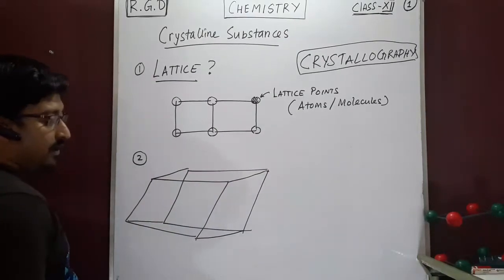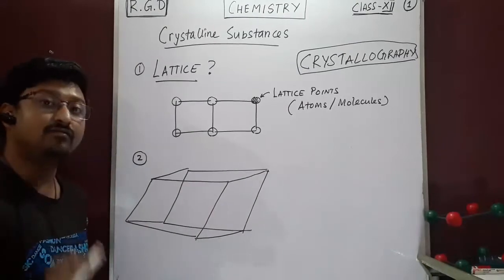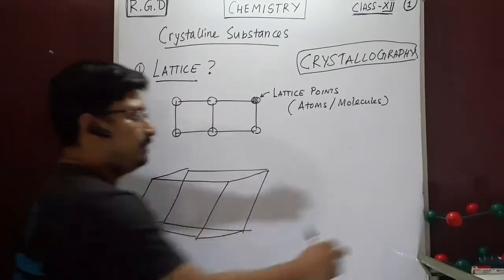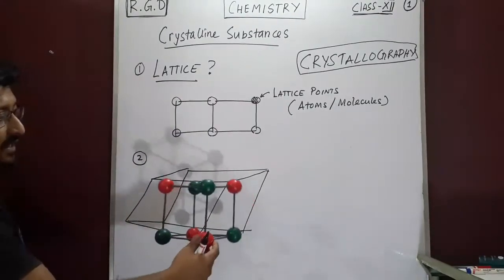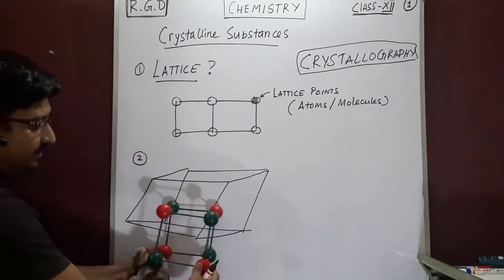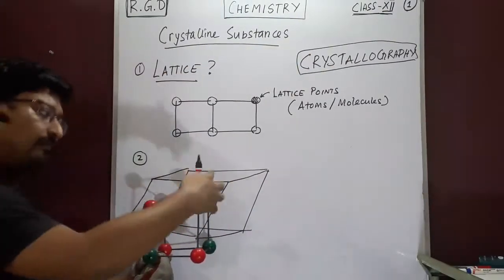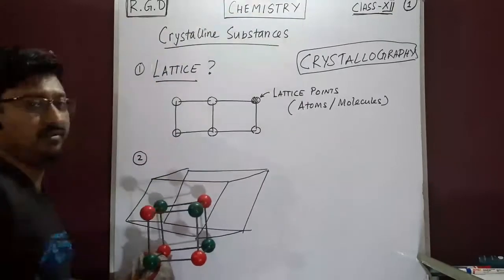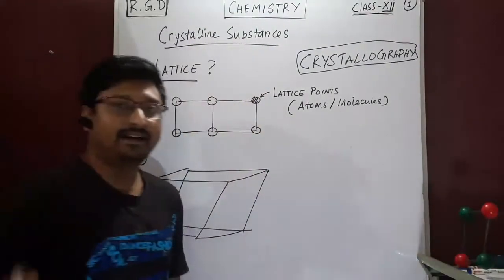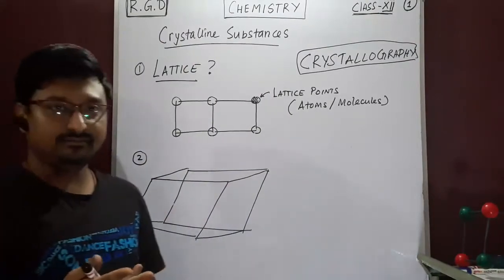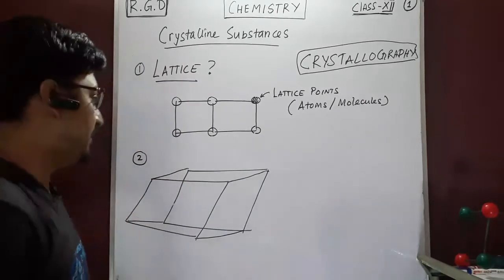Clear? Now this is known as one unit cell. If you think that many of these kind of things are there everywhere, this thing has all the characteristics of the total lattice, right? So this is known as the unit cell.